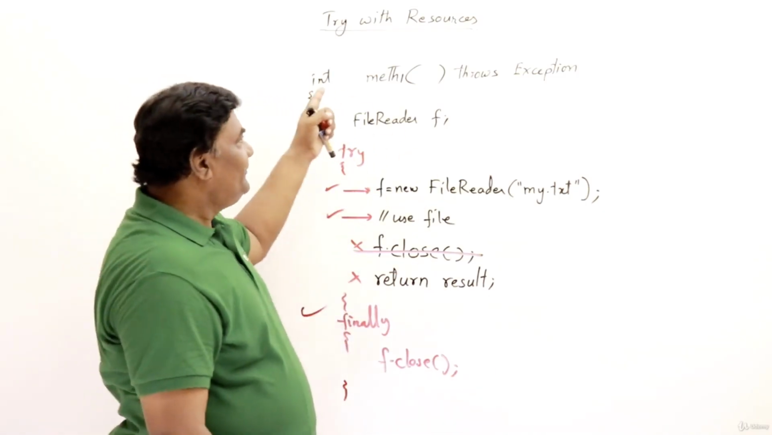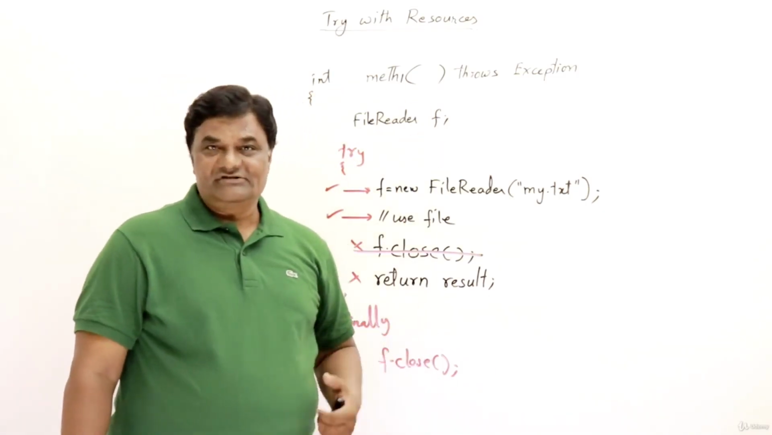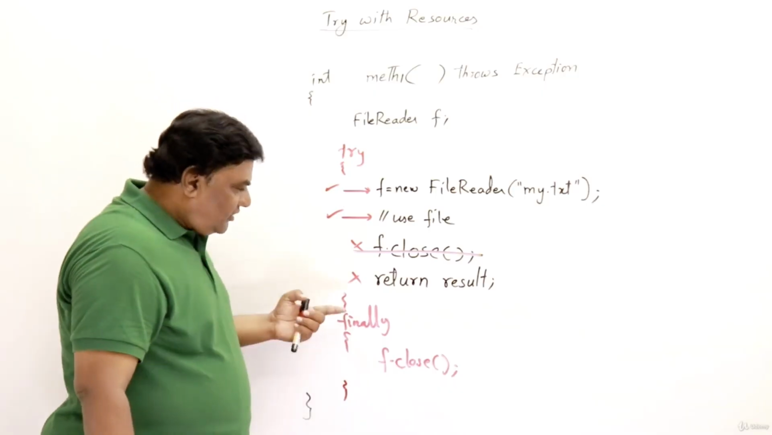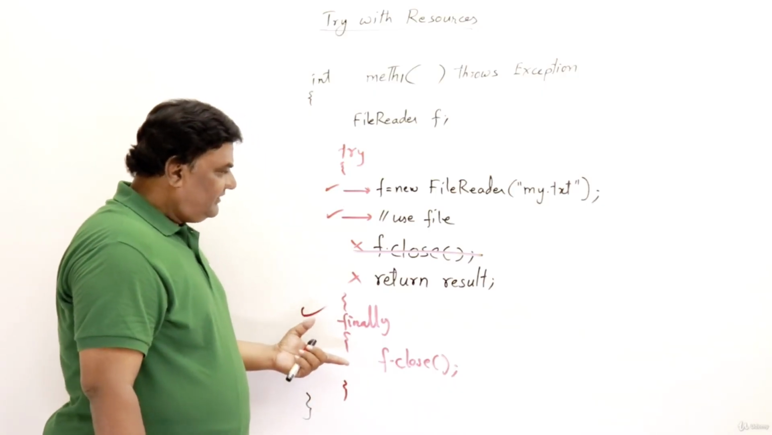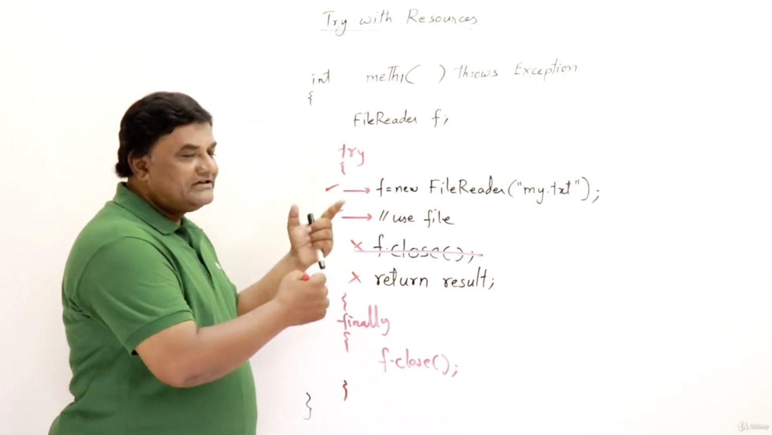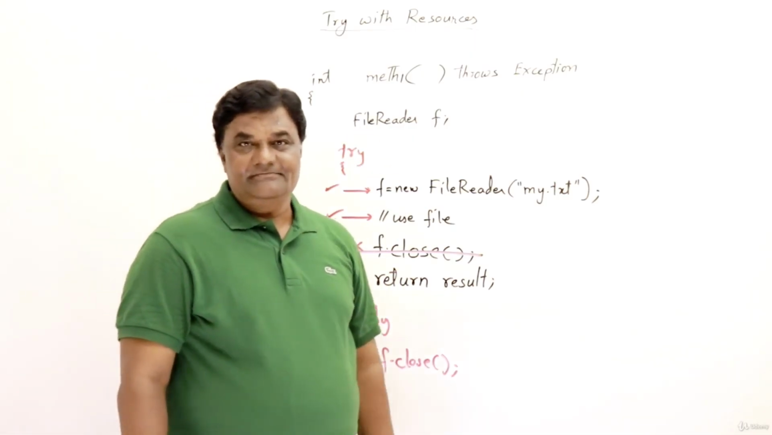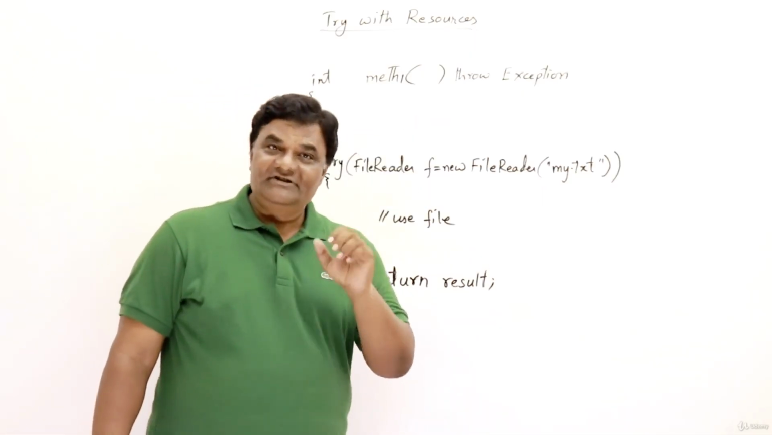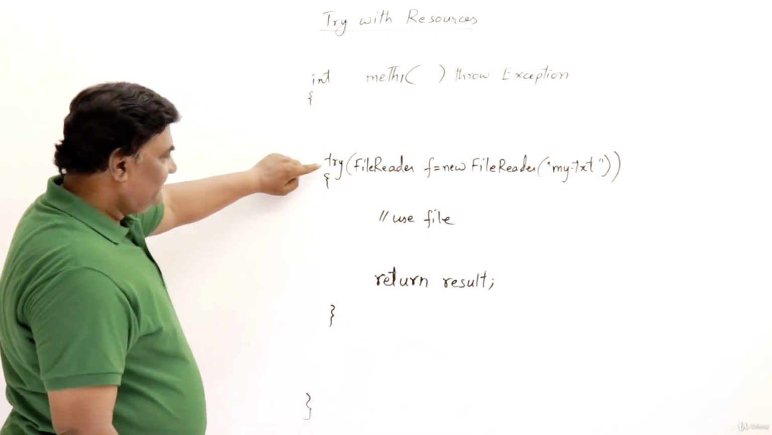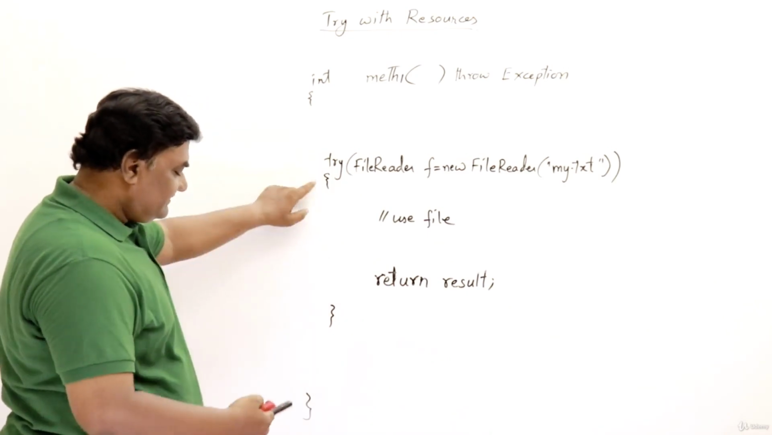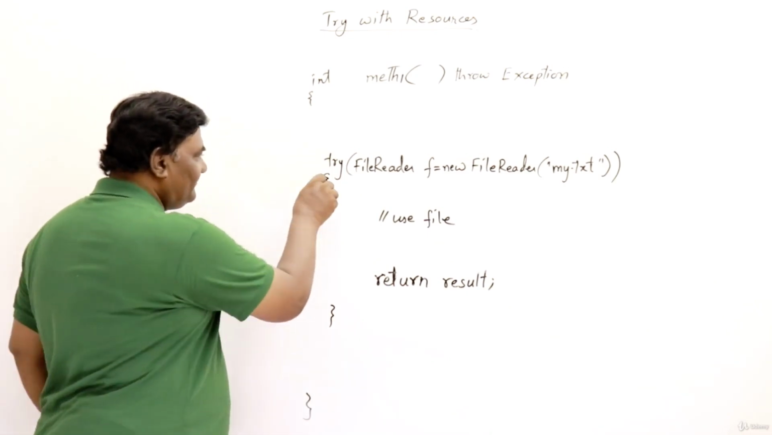Now we will see the new feature, that is try with resources. So we can avoid finally. Without having finally, we can just close the resources. So I will change the program and show you once again. Now let us look at try with resources. See, this is a try block. This is the starting point and ending point of the try block.